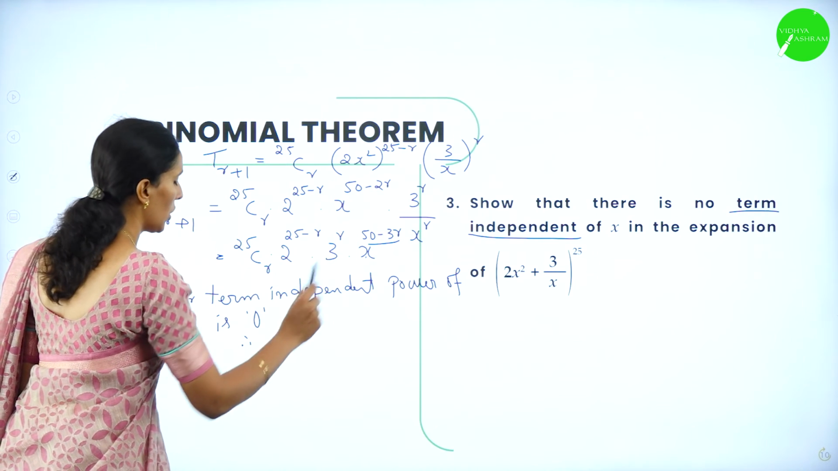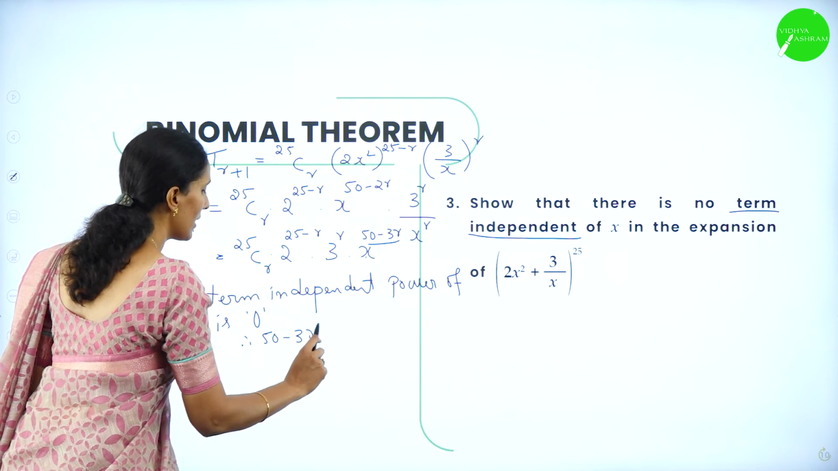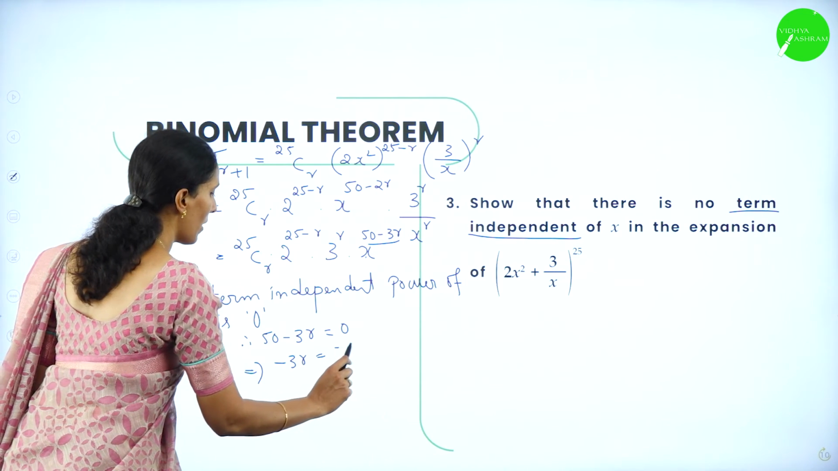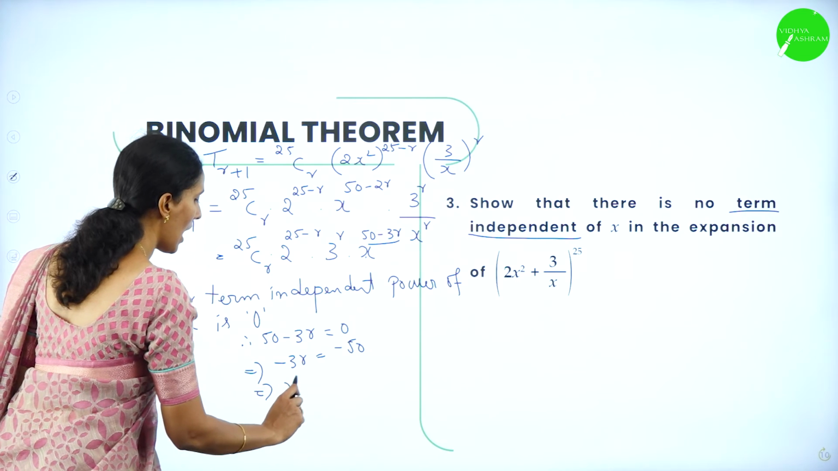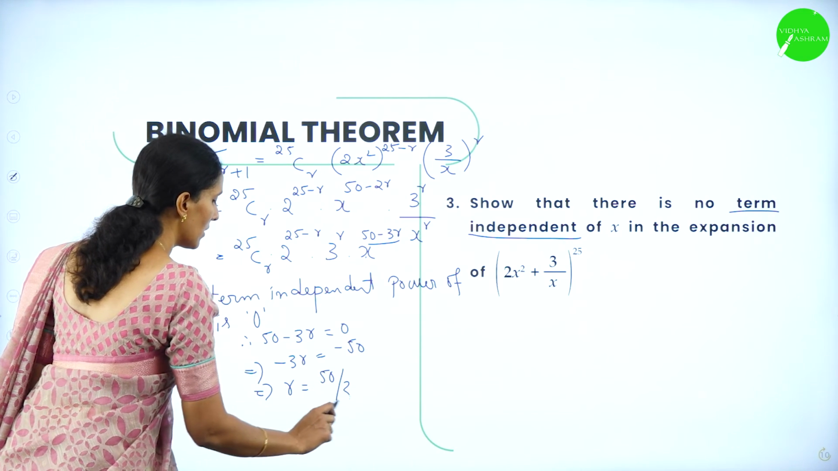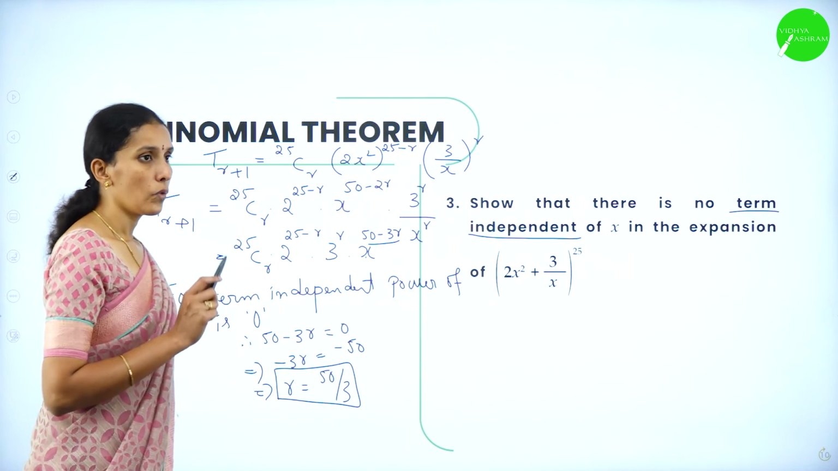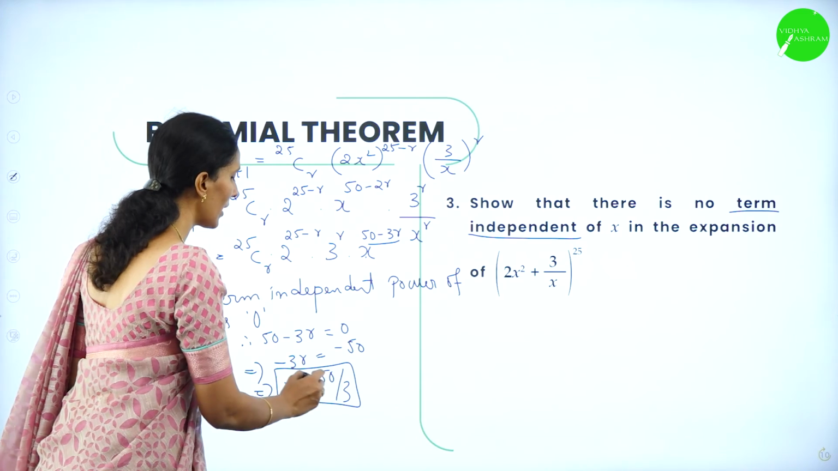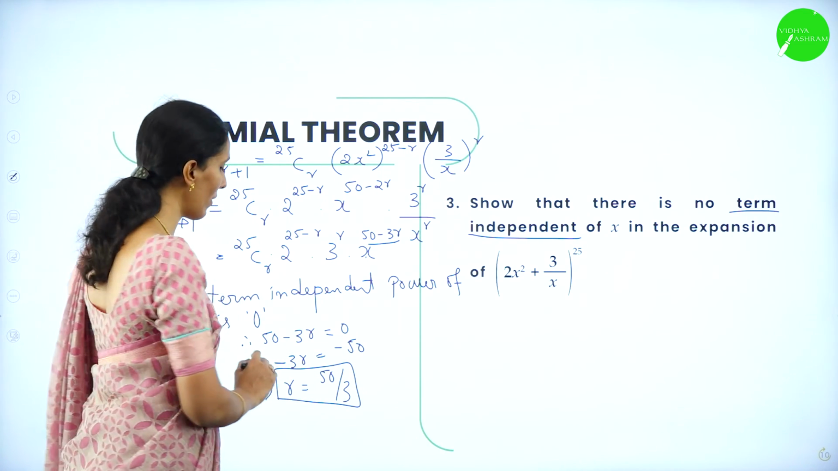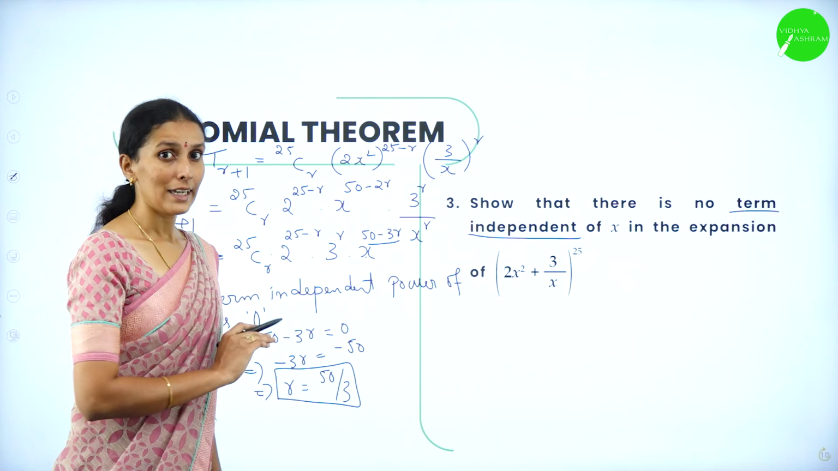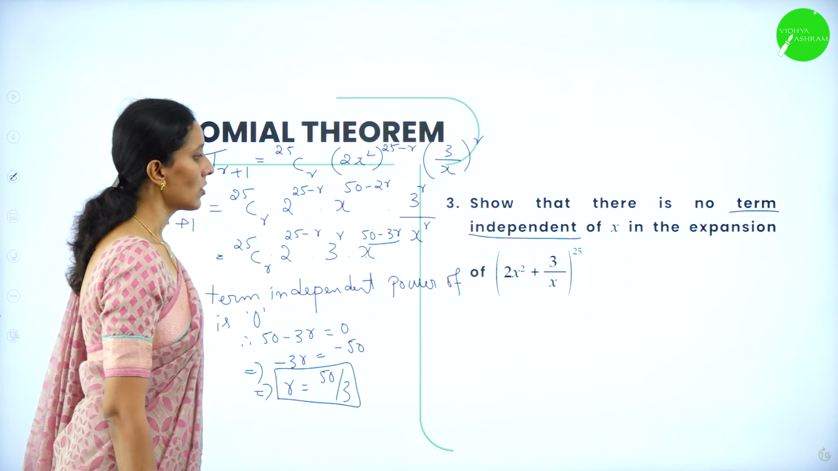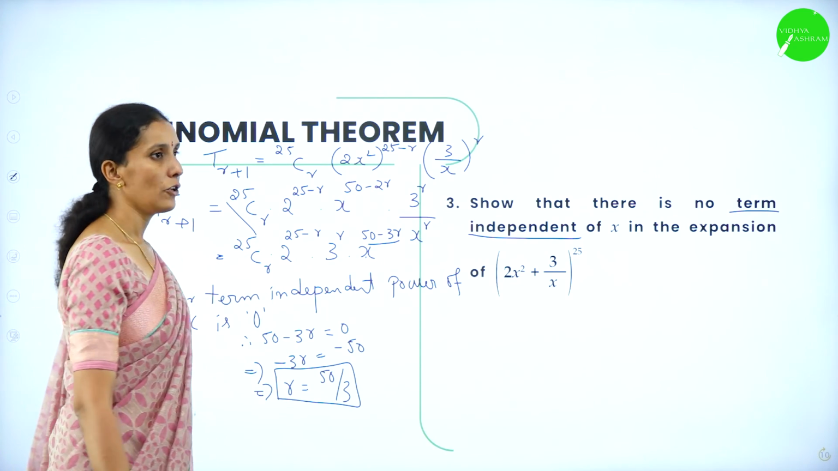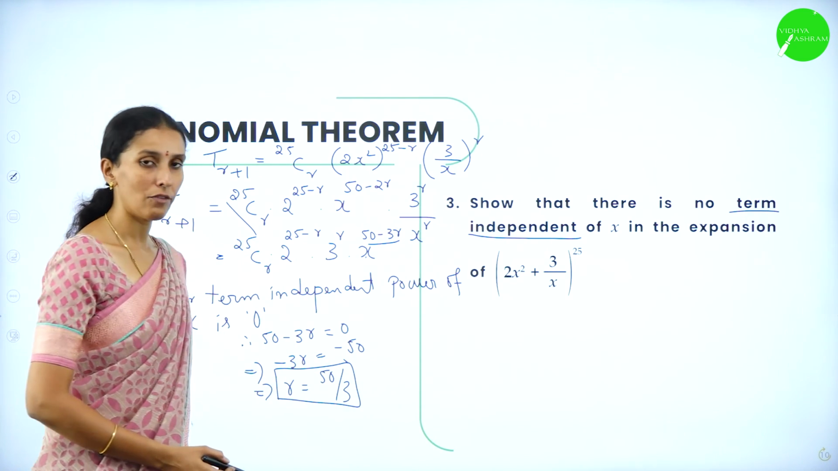So 50−3r is equal to 0. This implies −3r is equal to −50, so r is equal to 50/3. So this is not possible. Why? We are dealing with the powers of only natural numbers. So 50/3 is not natural. It is positive but not natural. So I cannot find the value whenever we have a fraction like 50/3.